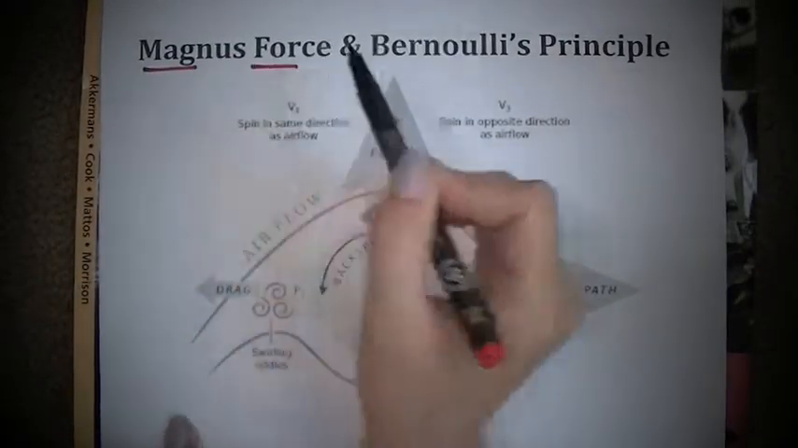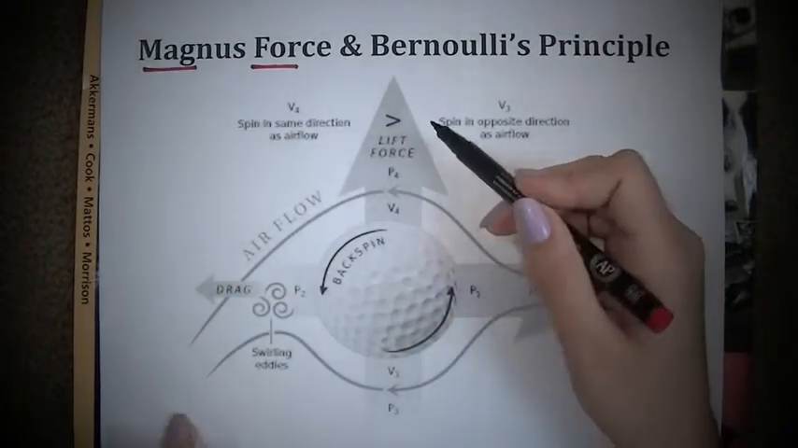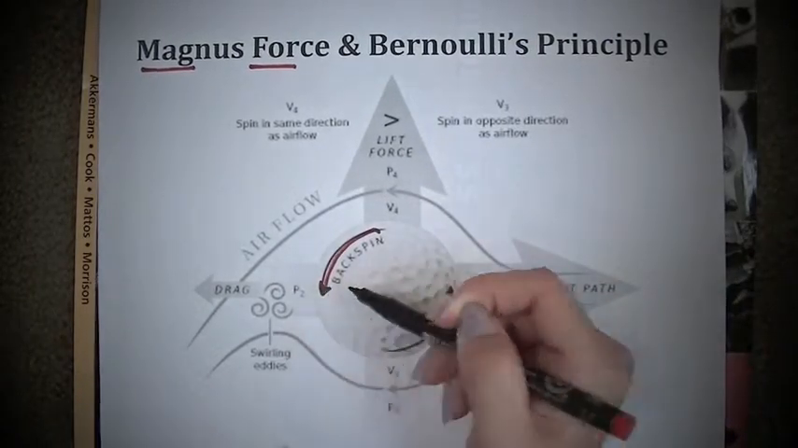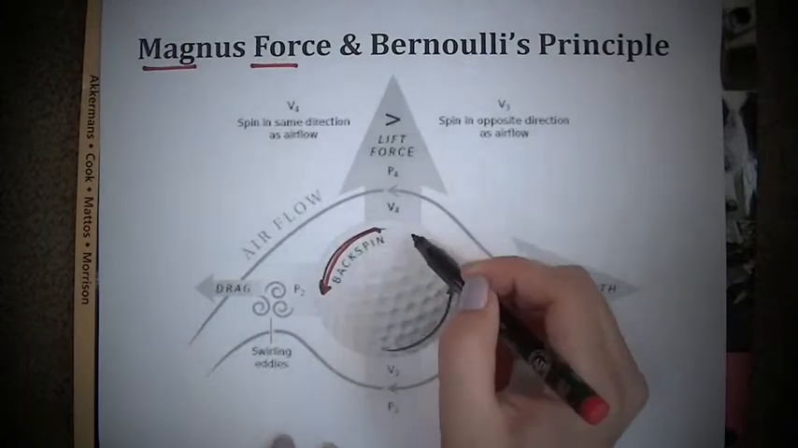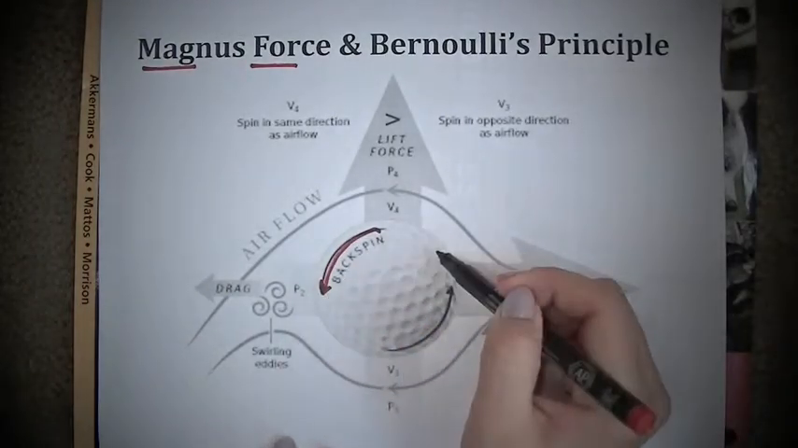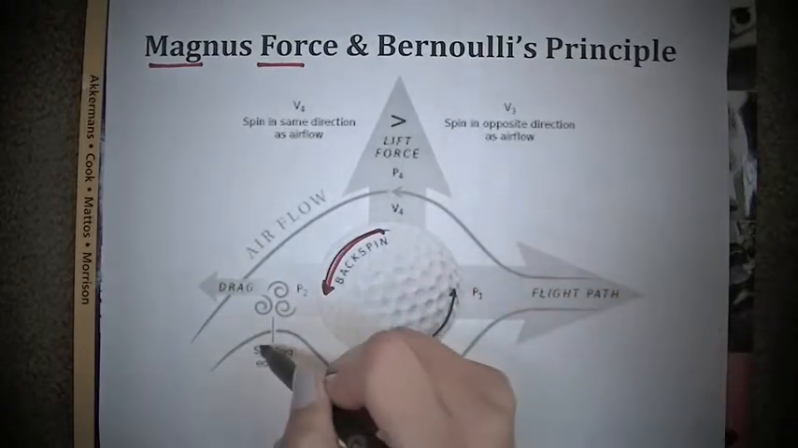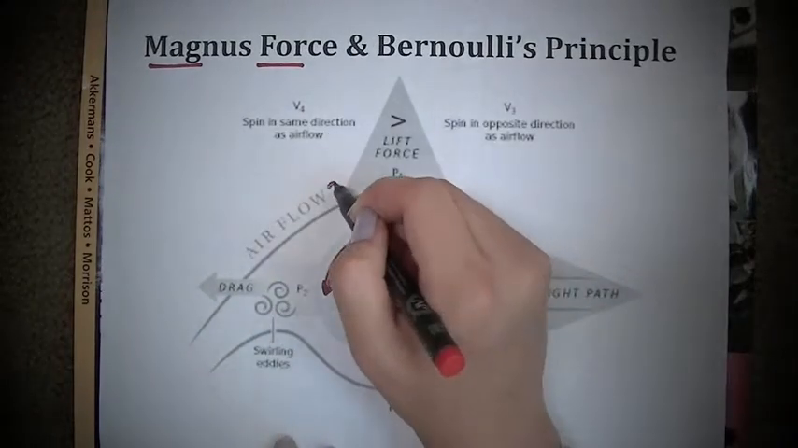Magnus force is the force that lifts the ball. When a golf ball is hit by a club, the impact creates backspin, which occurs when the upper surface of the ball rotates backwards. This backspin generates lift by deforming the airflow around the ball. So what does deformed airflow actually mean?